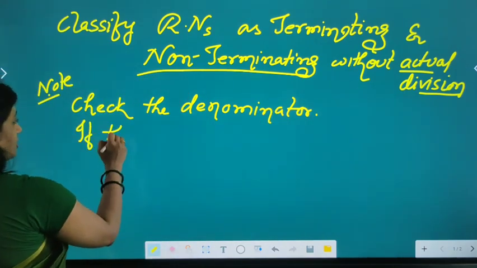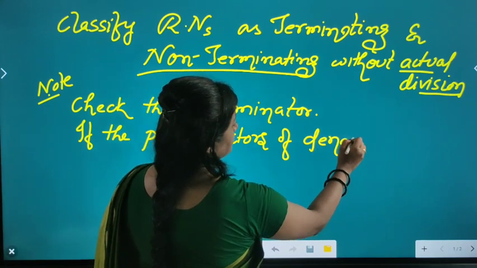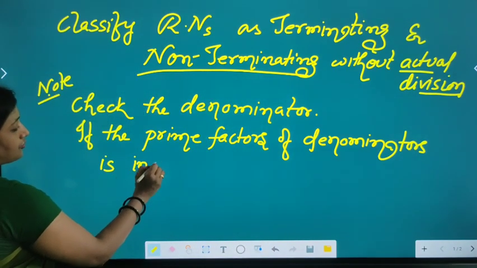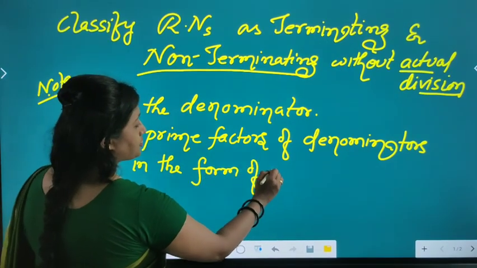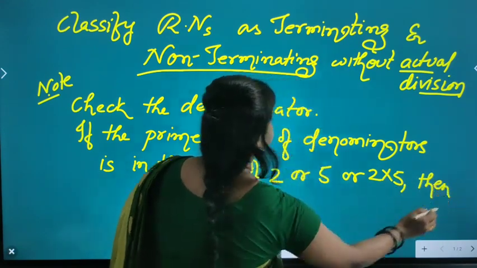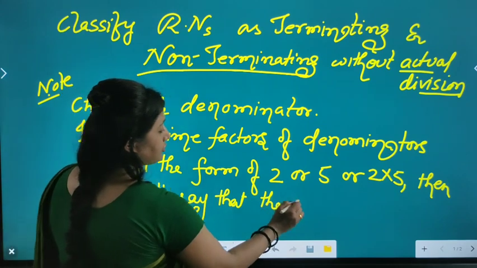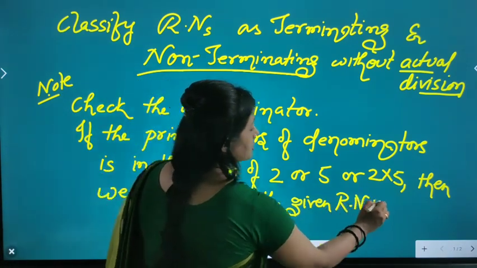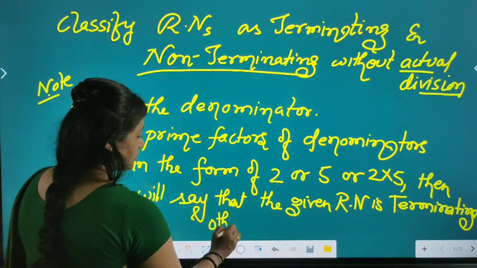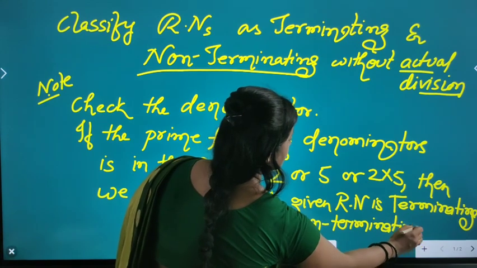If the prime factors of the denominator are in the form of 2 or 5 or 2 multiply 5, then we will say that the given rational number is terminating, otherwise non-terminating. Let me write this statement, then I will explain just now.